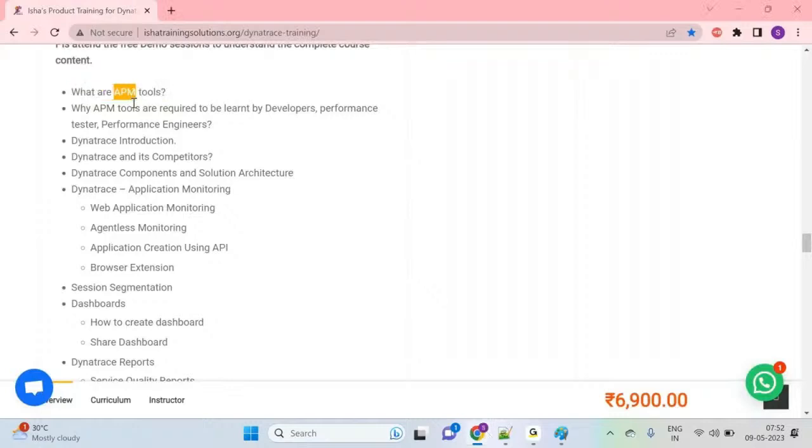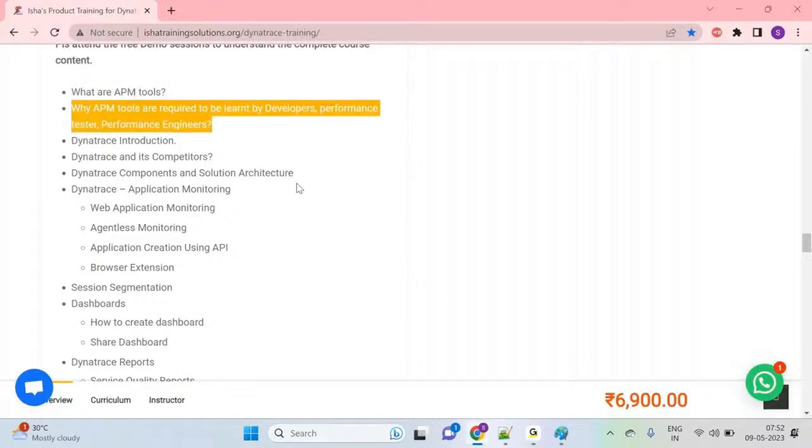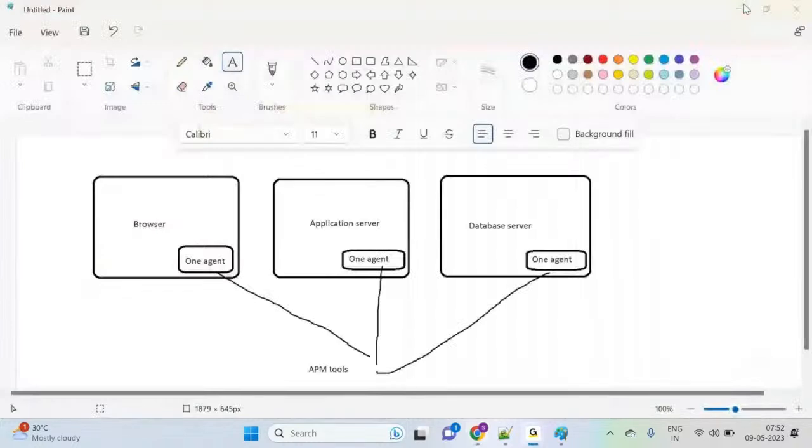And then the next topic is why it has to be learned by developers, performance testers, or performance engineers. This is also a mindset, guys. Everybody is thinking Dynatrace or these APM tools are meant for performance testers alone. That is a mindset everybody has, but it is not like that. Don't think this tool is designed for performance testers. No, anybody can use it, provided of the activity that they are doing. Developers can use it, performance testers can use it, performance engineers can use it, system support engineers can use it, anybody can use it provided of the activity that they are doing.